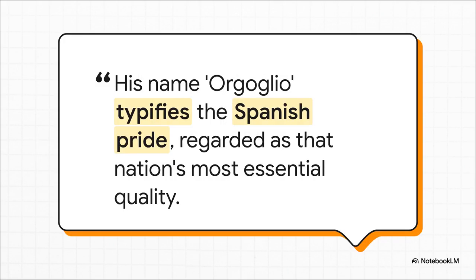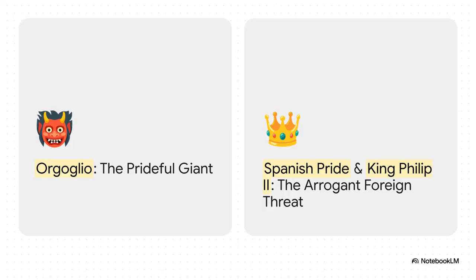All right, next on our list of bad guys, the giant Orgoglio. Now, his name is a huge giveaway. It's literally the Italian word for pride. And as the scholar Lillian Winstanley pointed out, this was a direct jab at the one quality the English always associated with their number one enemy. That's right, we're talking about Spain.